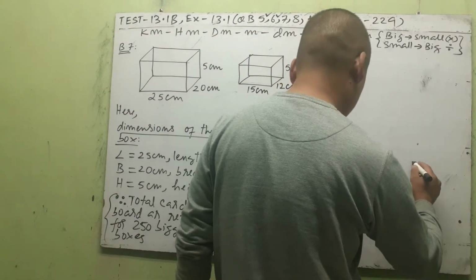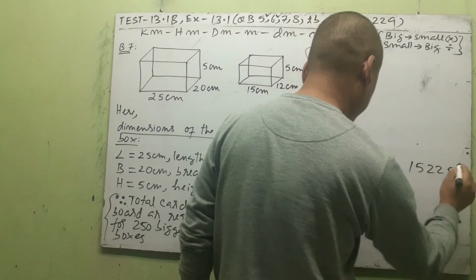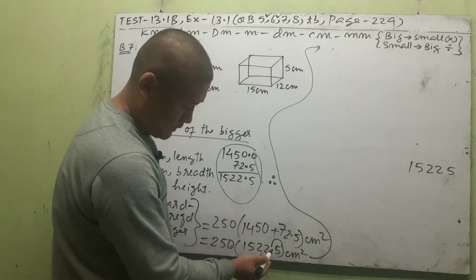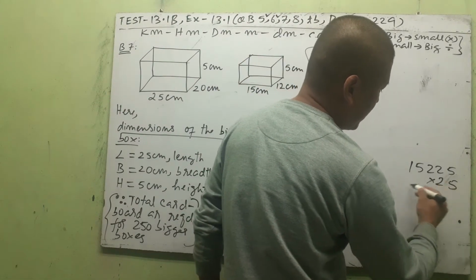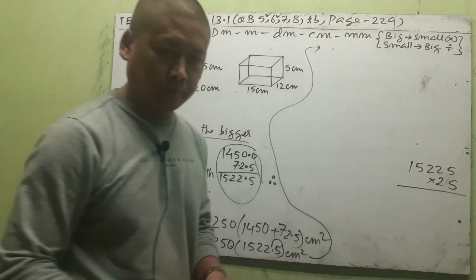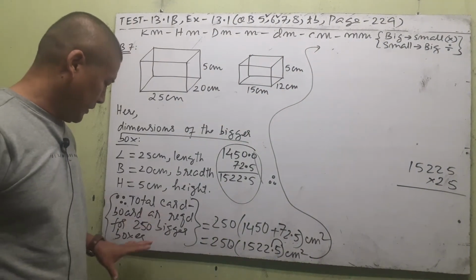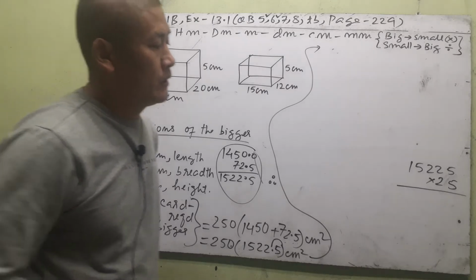So 15225. Because of this 0, the decimal is removed, and therefore only 25 is left. So when we multiply these two numbers, we will get the total cardboard area required for 250 bigger boxes.